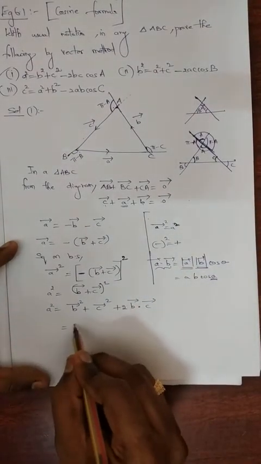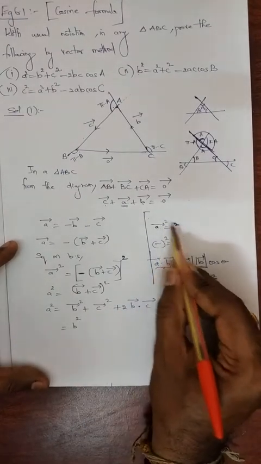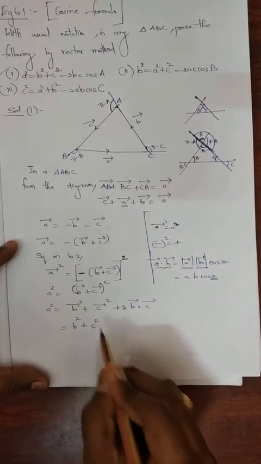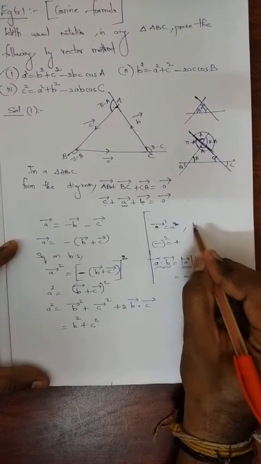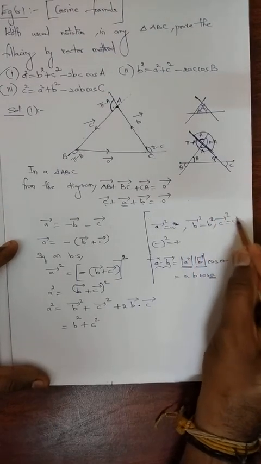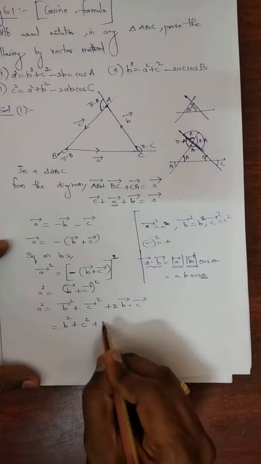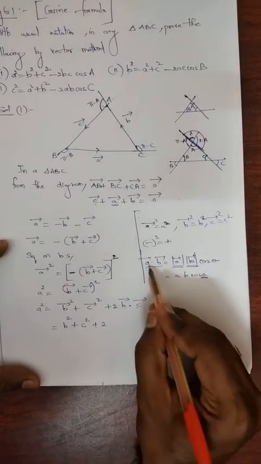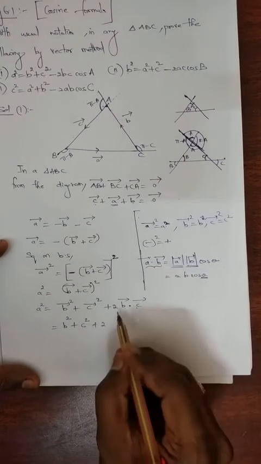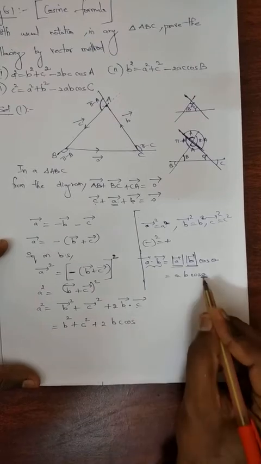The same procedure, B vector square I can write as B square. A vector square is A square, so B vector square is B square. C vector square is C square. This one is the same procedure I am using here also. Plus 2 into B vector dot C vector. A vector dot B vector is AB cos theta, so B vector dot C vector is BC cos theta.